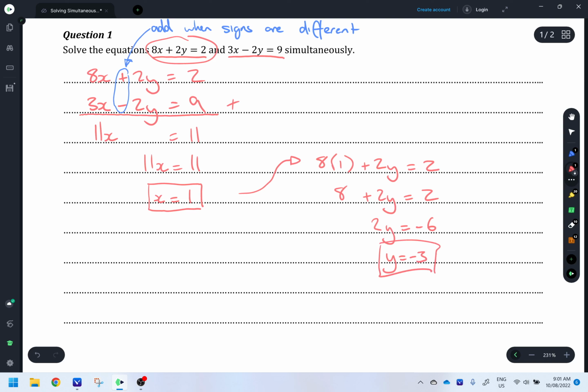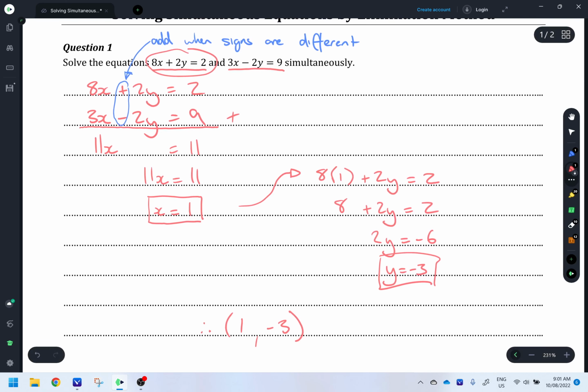So now I have my two solutions, my x and my y. And I may wish to write these as a set of coordinates. So the solution is 1, negative 3. We don't necessarily need to write that. Just writing x equals 1, y equals negative 3 is fine. So that's the basic process of the elimination method. It's all about lining up the equations, adding or subtracting, and then solving accordingly.